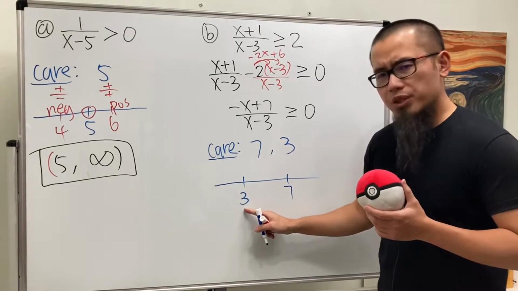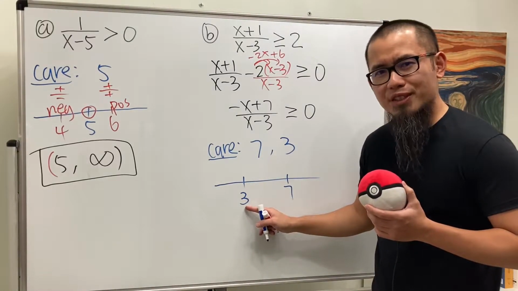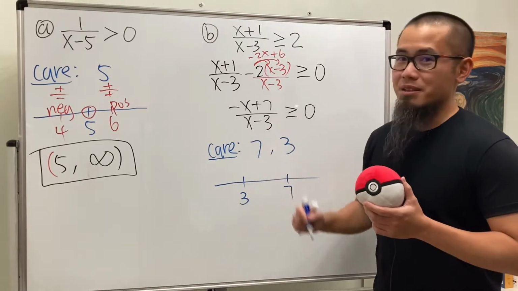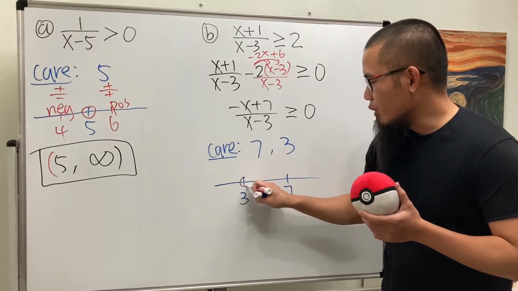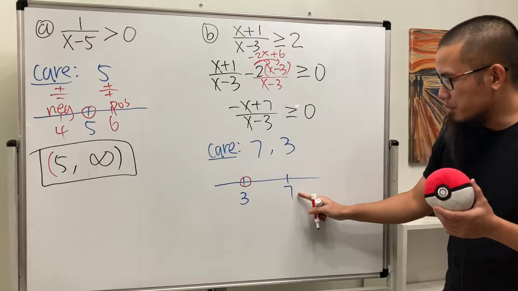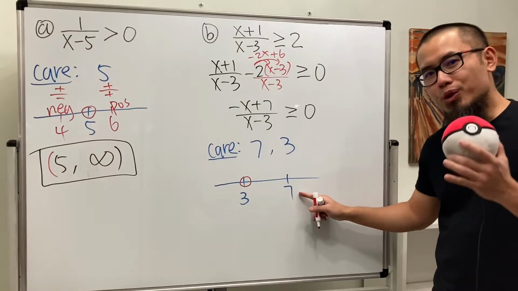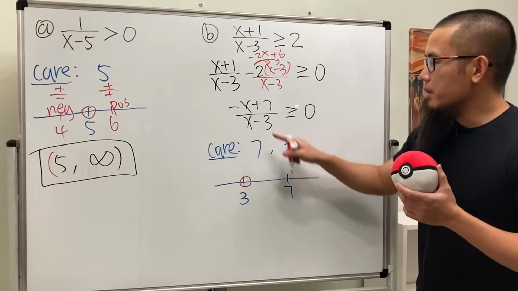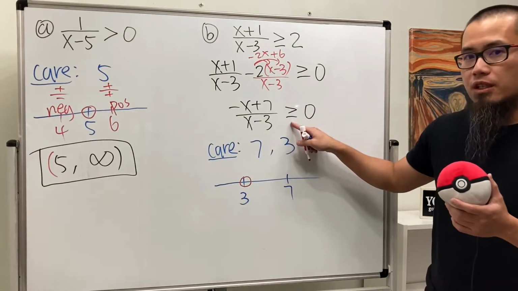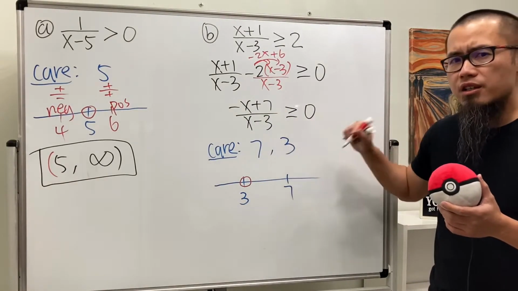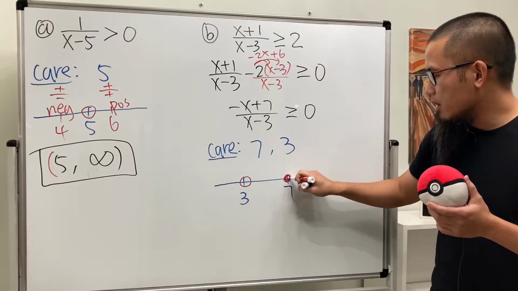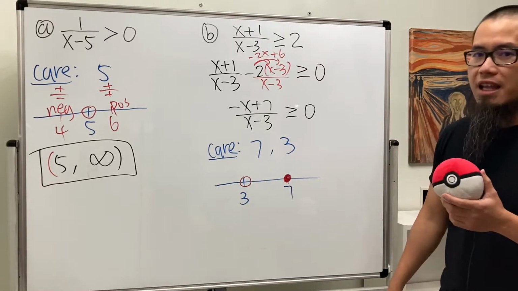Do we care about 3? We do, but do we want to have it? No, because that will make the bottom 0. That's no good. So it's an open circle here. Do we care about 7? Totally. Do we want to include it? Yes, because if you look at that, we have this inequality that has the equal sign. So we are going to include 7. Let's go ahead and put down a closed circle like that.